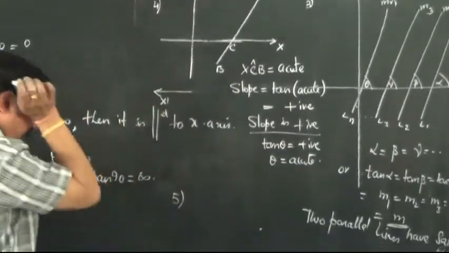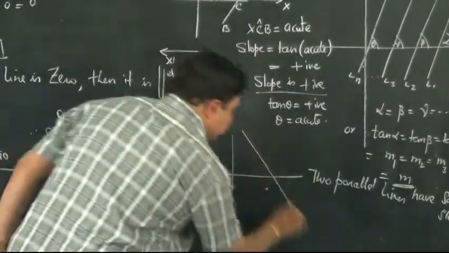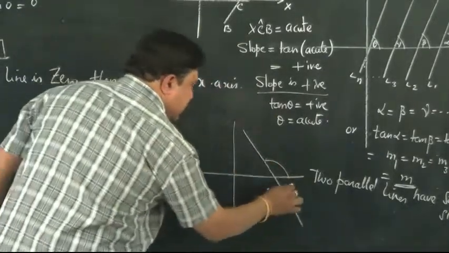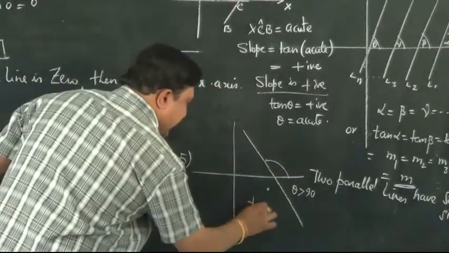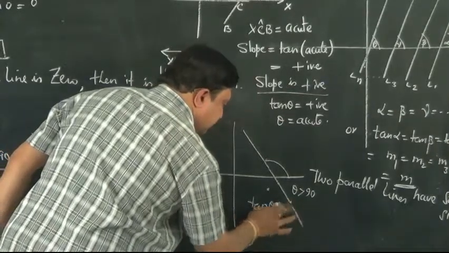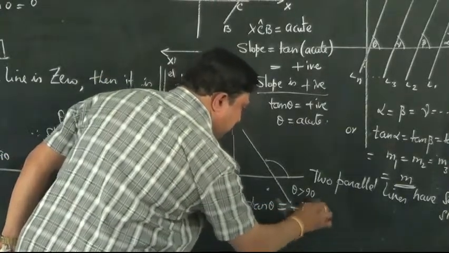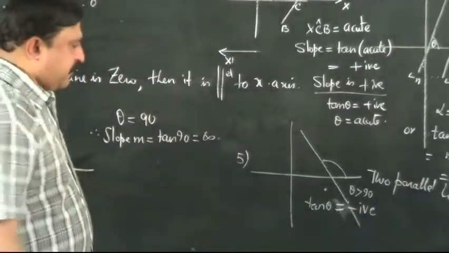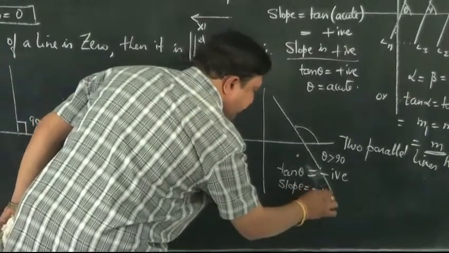Point number 5. If the line makes an obtuse angle with the x-axis, look at this. The line is making an angle which is greater than 90. So here theta is greater than 90. Now what happens to the value of tan theta? Tan theta becomes negative, because if theta is greater than 90, then tan theta is negative. Or what is the same as saying that the slope is negative.